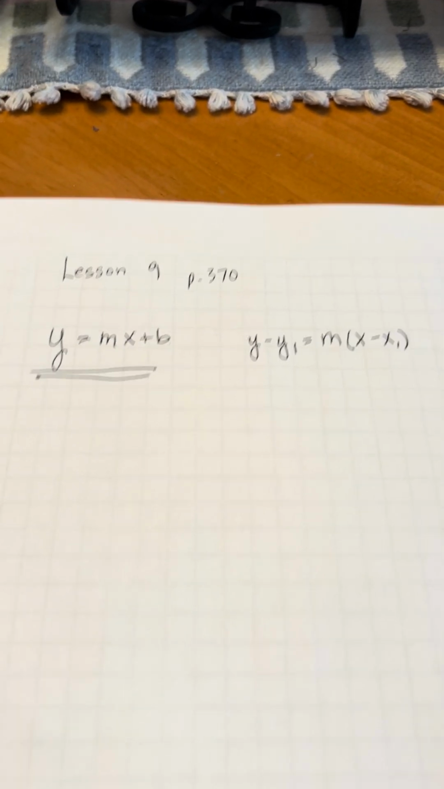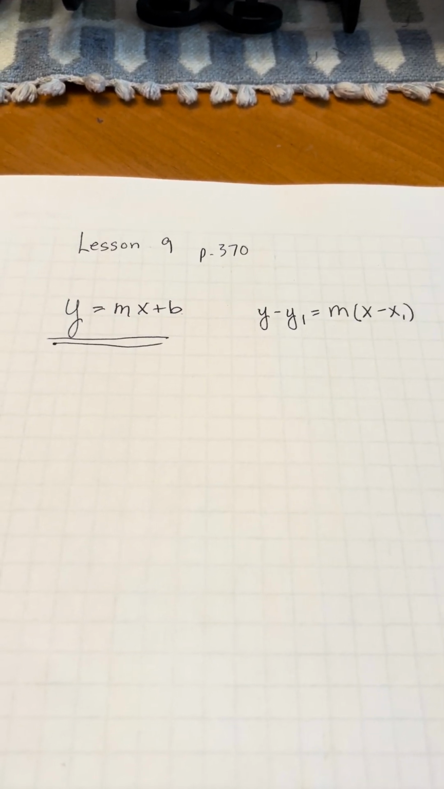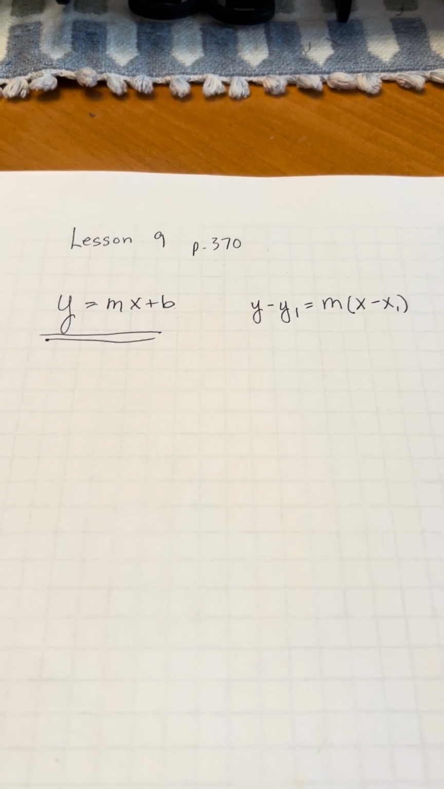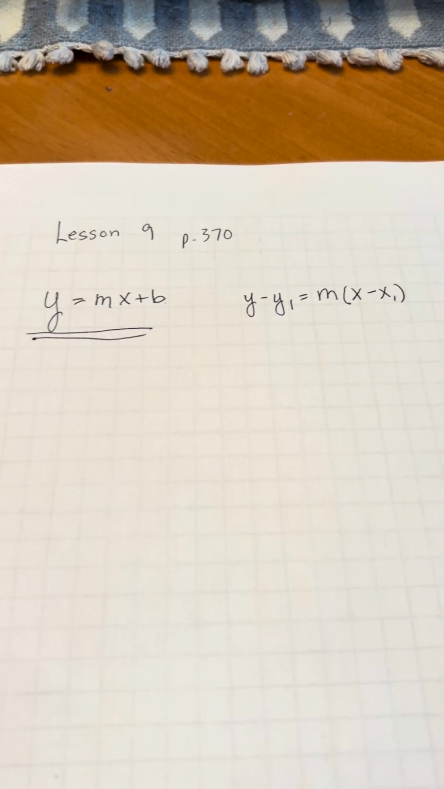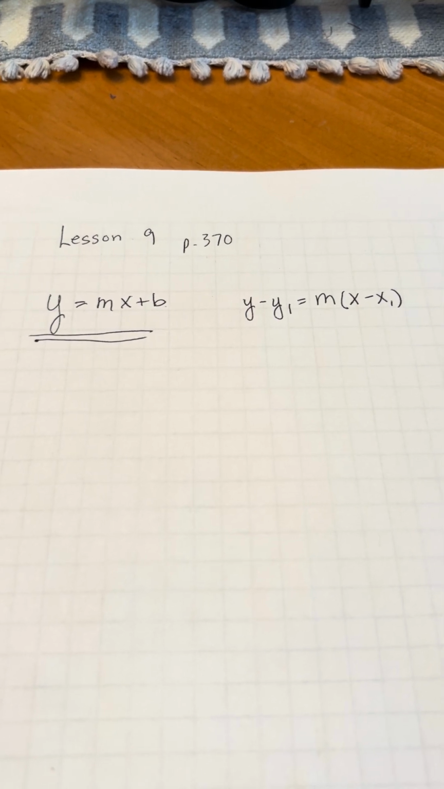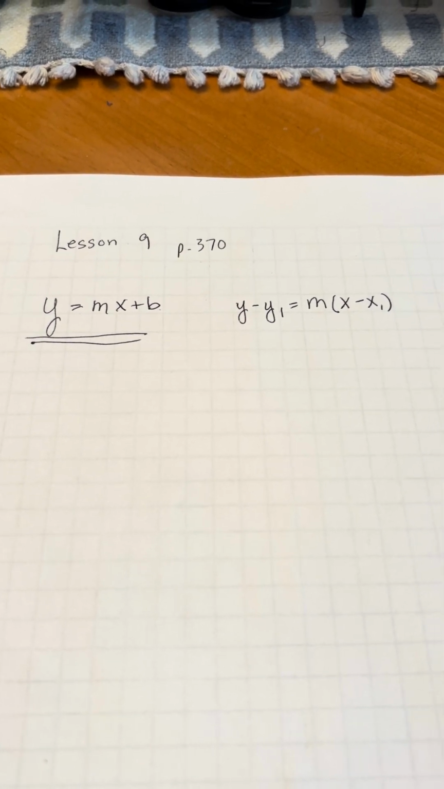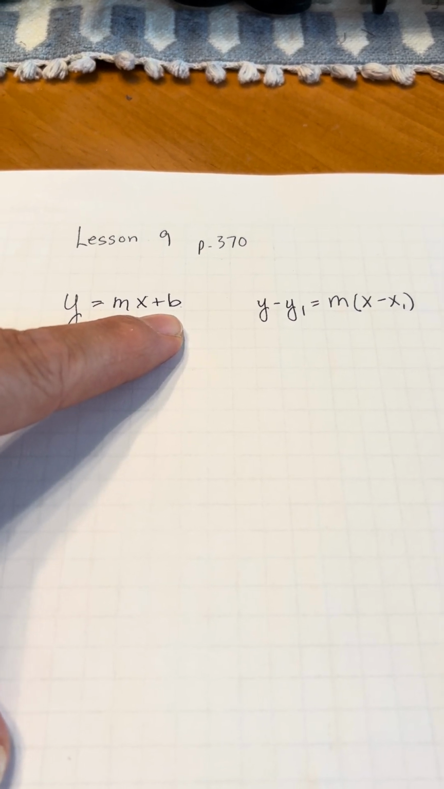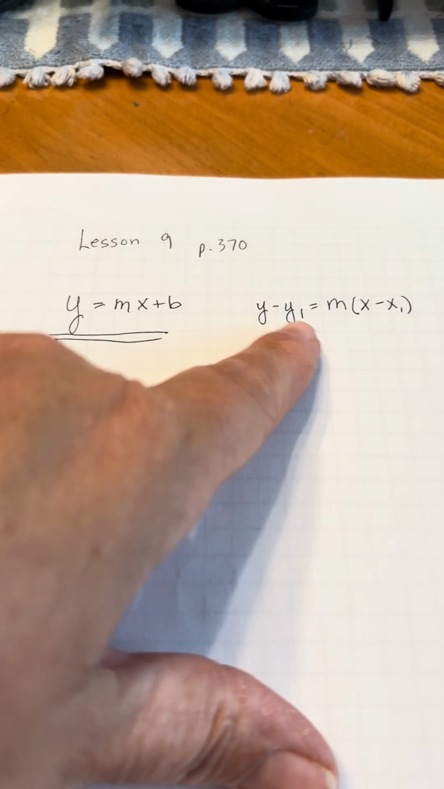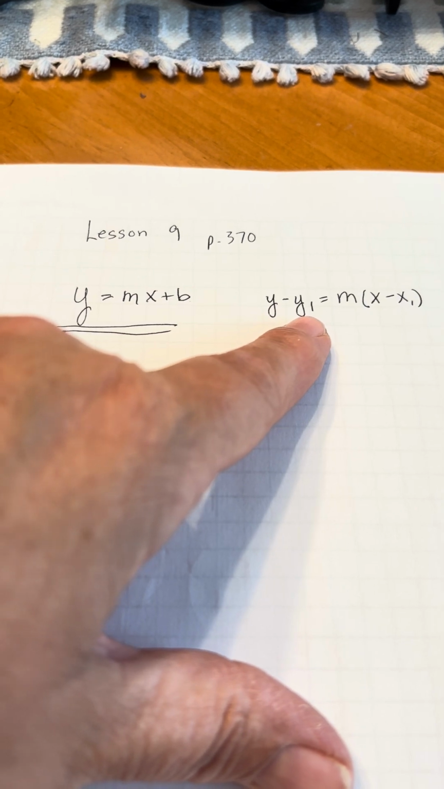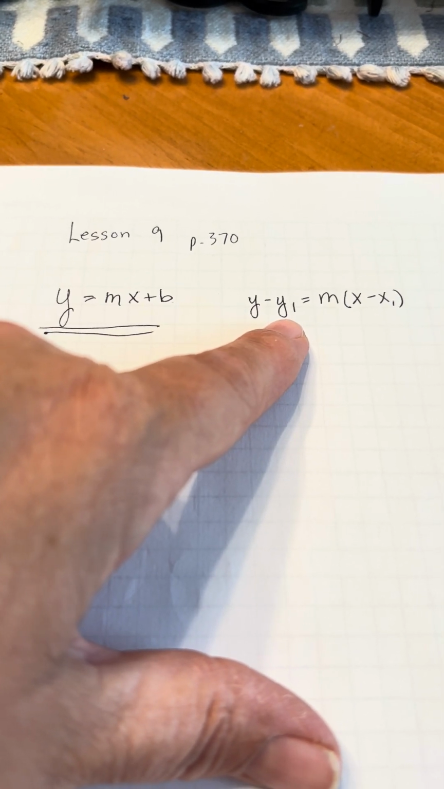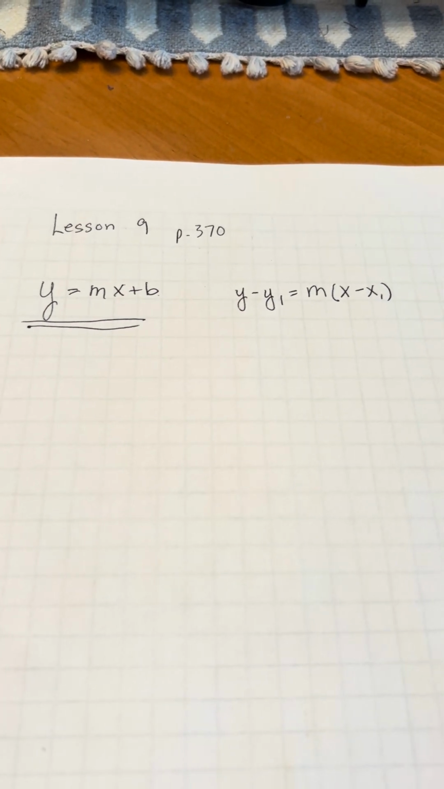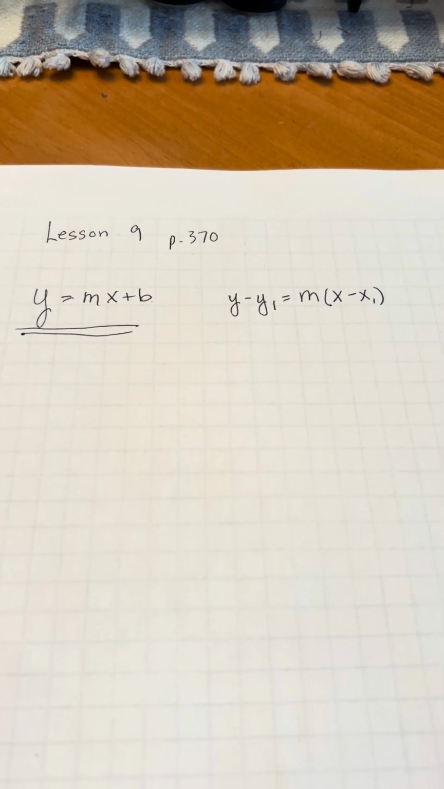Okay, this video is meant to be a supplement to the lesson that I taught the other day on slope and equations, lesson 9. In that section, we saw there were two equations for a line. One was slope-intercept, which is y = mx + b. And the other one is called point-slope, which is y - y1 = m(x - x1). Both of these are an equation of a line.